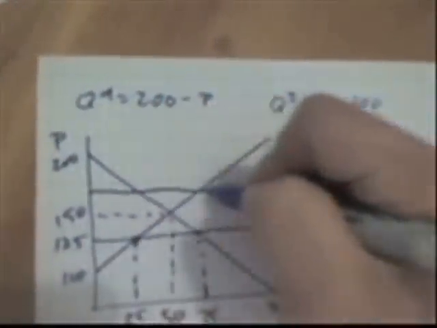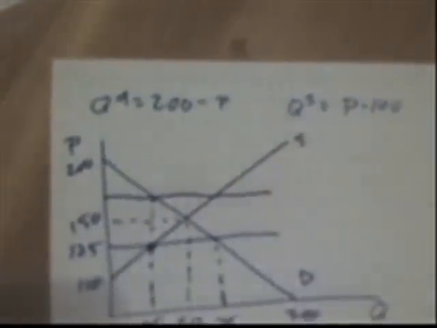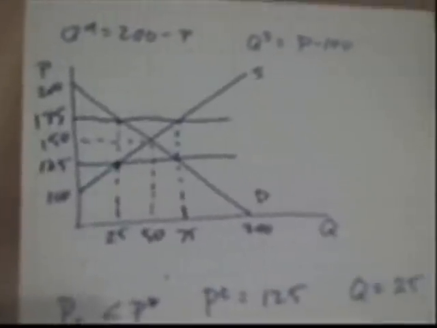So what do we do? We plug 175 into our demand curve. 200 minus 175 is 25. That would be the equilibrium quantity demanded. Plug it in your supply curve, 175 minus 100, that's 75 as well. And again, it's the lower of the two that will drive the quantity in the market. So the quantity that will actually get traded will be 25.